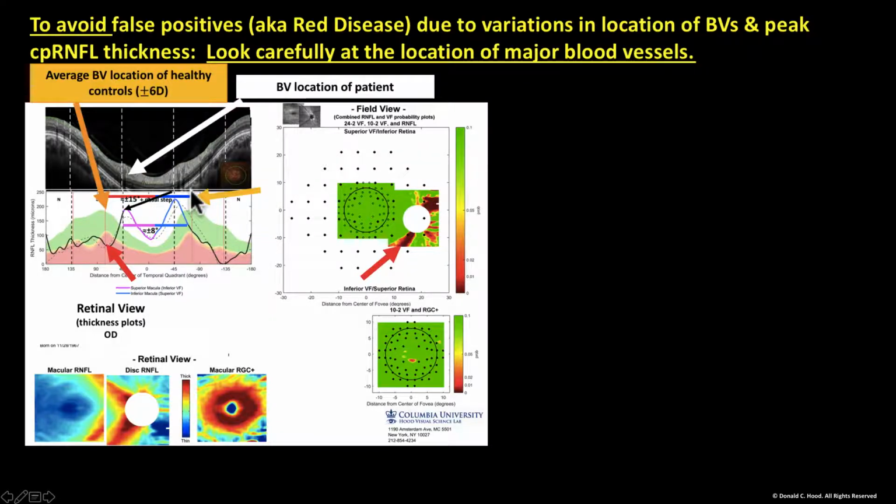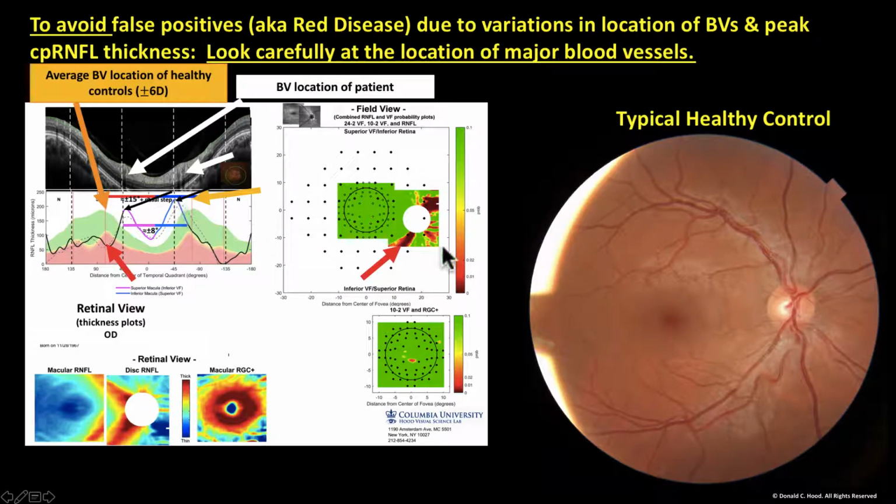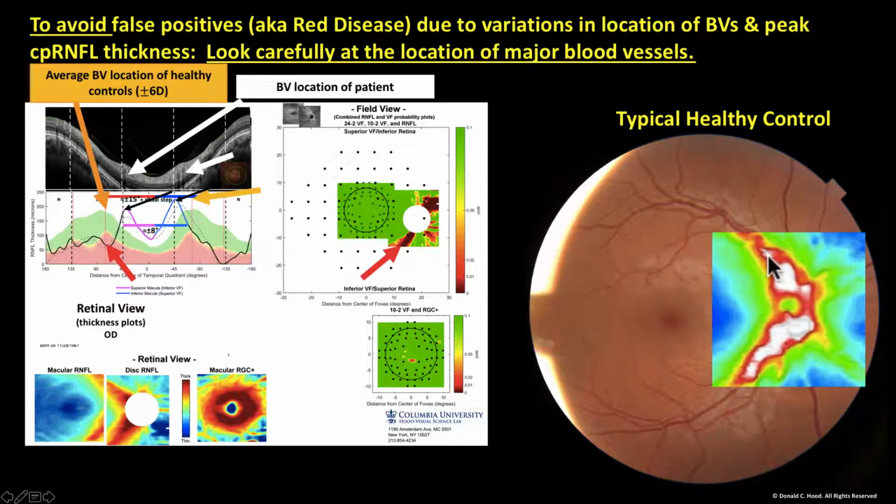Same thing over here. This is the average location of the inferior vein and artery. You can see the shadows for those two vessels here in this patient, and again, it lines up with the peak here. So a typical healthy control has retinal nerve fiber layer thickness that tracks the vessels.